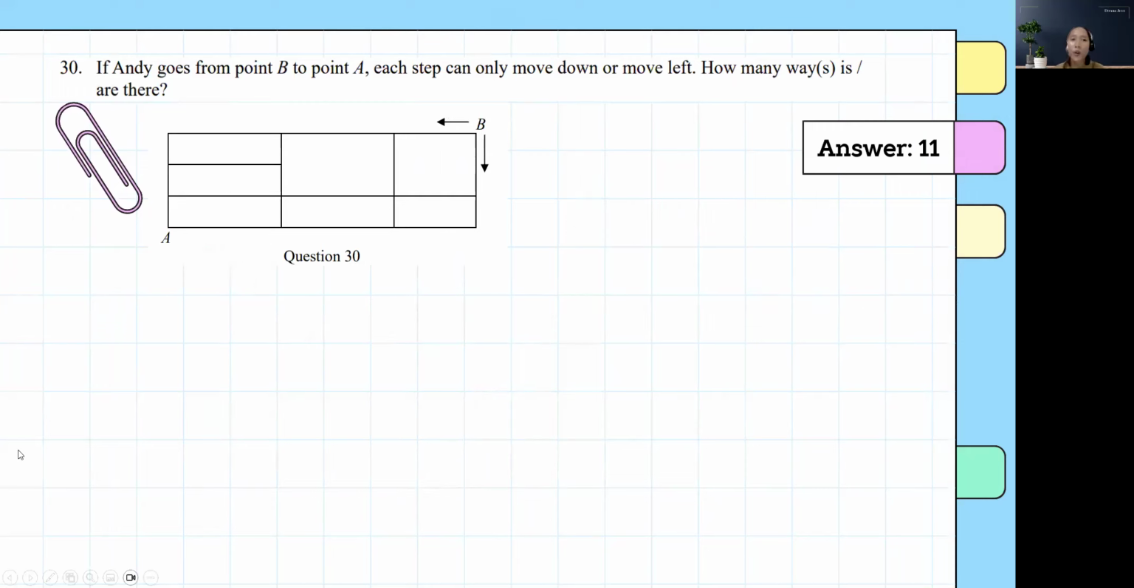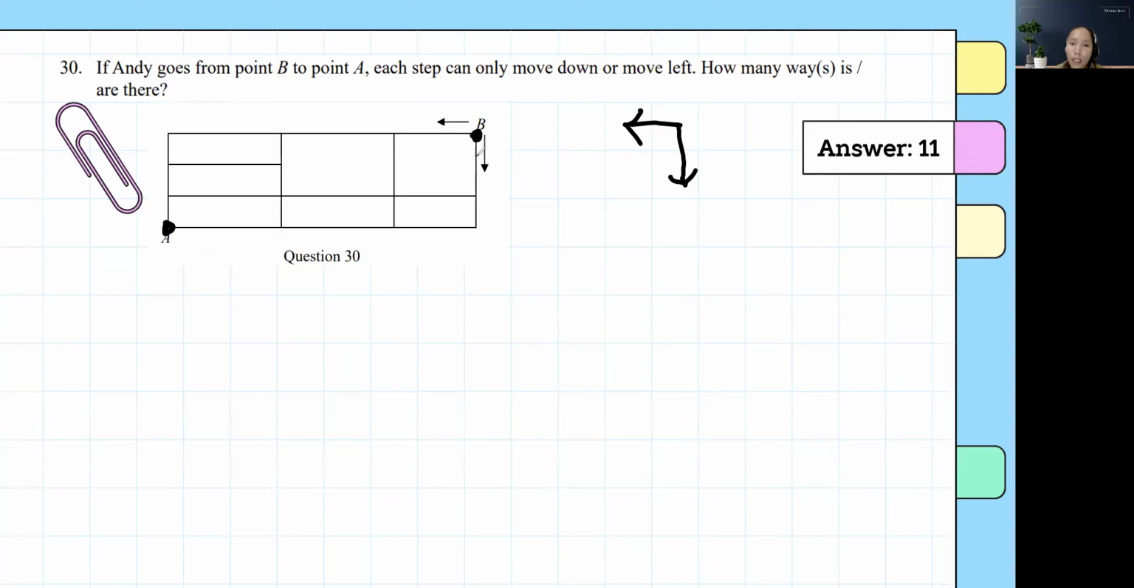So if Andy goes from point B to point A, okay, from this point to this point, each step can only move down or left, right? So how many ways are there? All right. Again, the only permitted movements are down and left. Okay, let's start with this point. We need to arrive at A. Remember, we can only go through the lines.